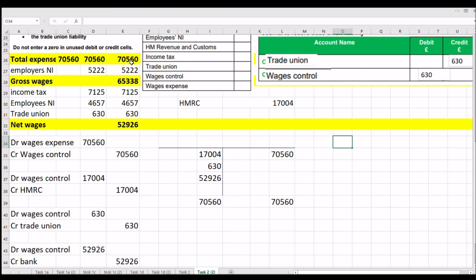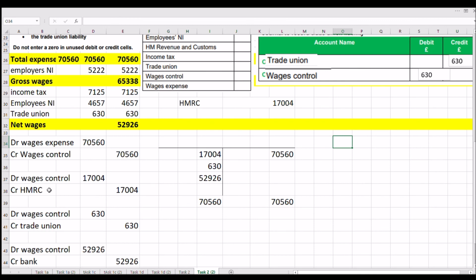The first one is we create the wages control credit journal. So debit wages expense. You see this wages expense here just hanging out, saying, "Oh, please use me in the answer." No, you're not going to use it in the answer. You've got to go debit wages expense, credit wages control. Unless the question was actually asking you to create the wages expense journal, in which case it would be debit wages expense, credit wages control. So that's that journal.